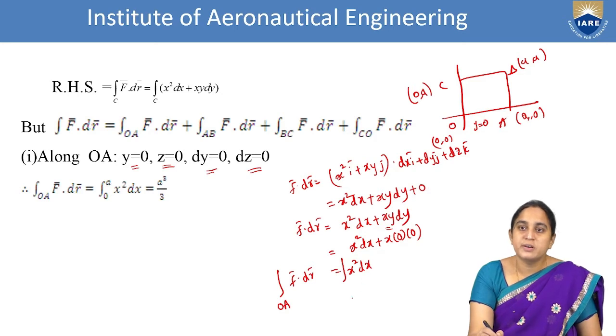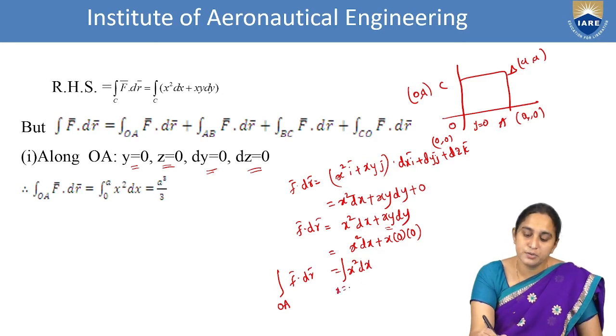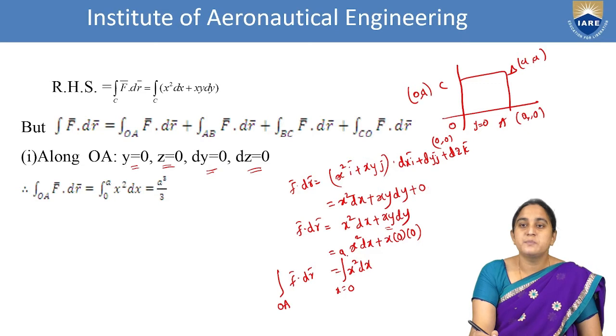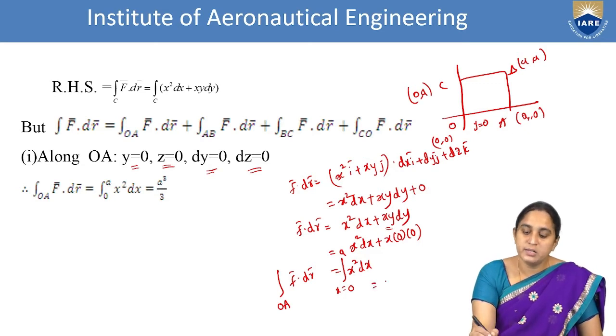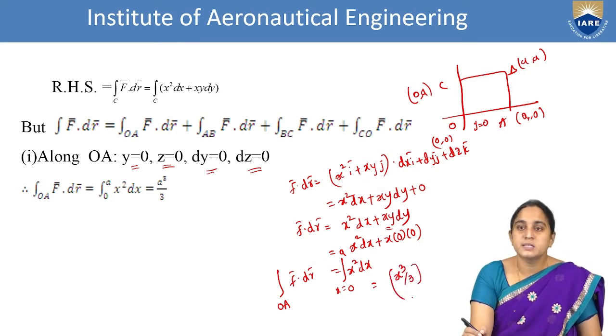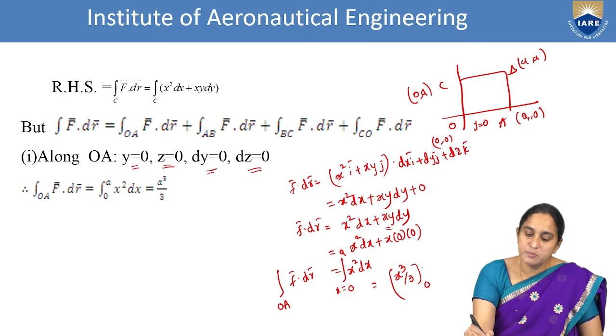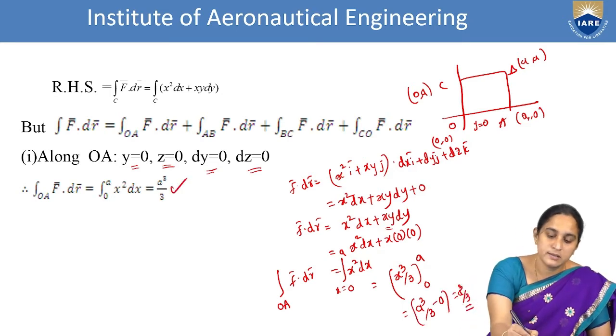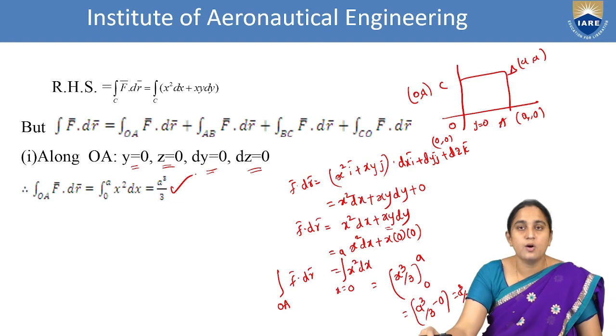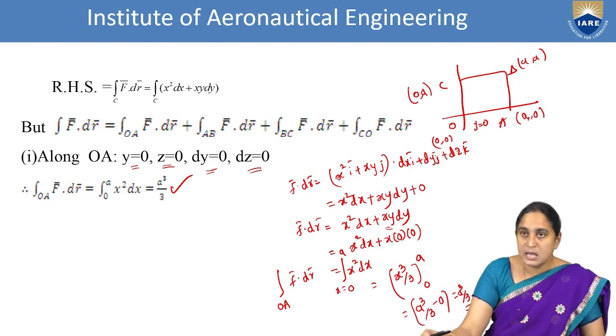From the diagram, what are the x limits? x limits are 0 to a. Therefore, the integral of x squared dx is x cube by 3, with limits 0 to a. That is a cube by 3 minus 0, which is equal to a cube by 3. That is the first answer: the line integral value along OA is a cube by 3.